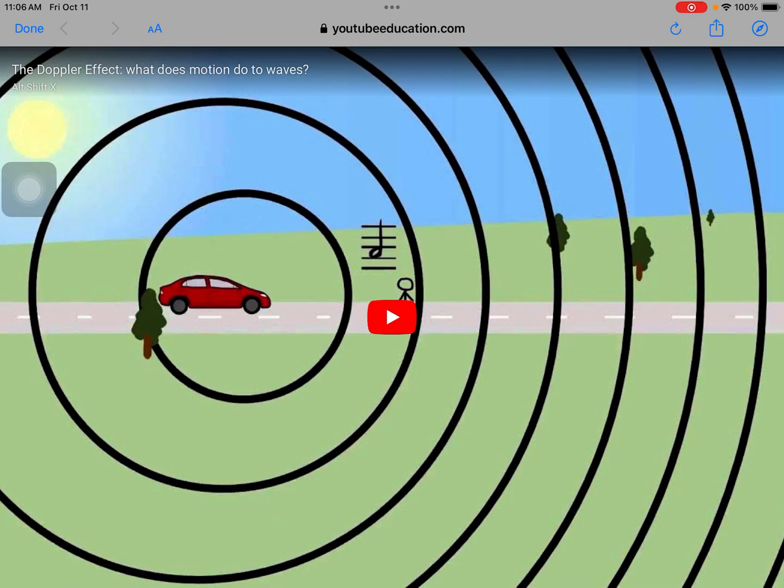So this video does a nice job explaining what the Doppler effect is.